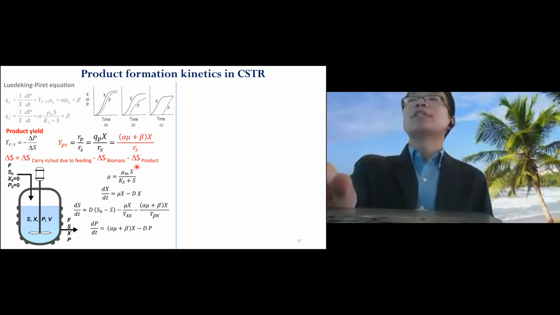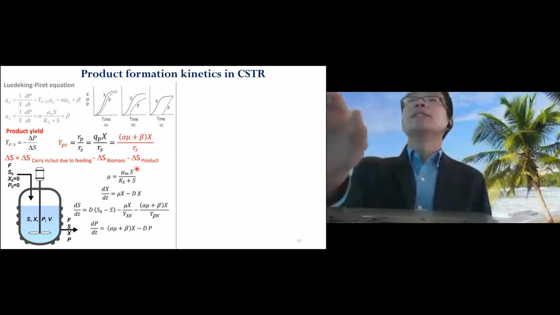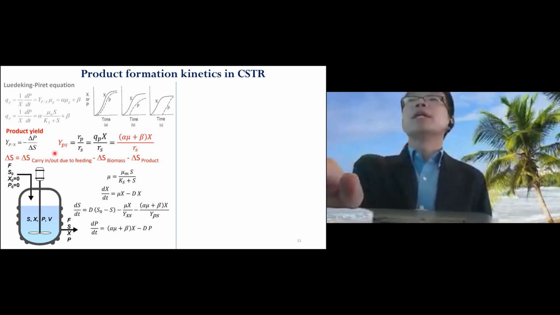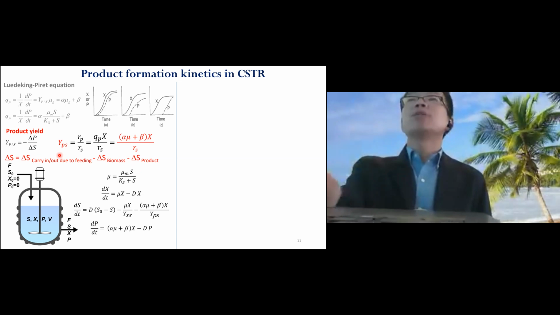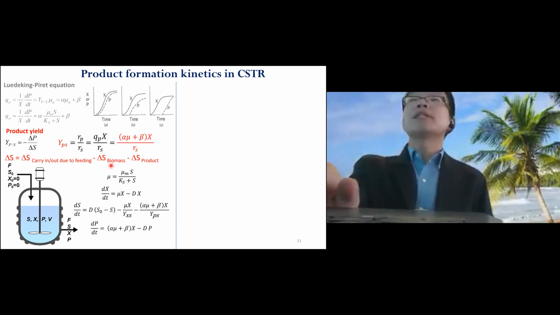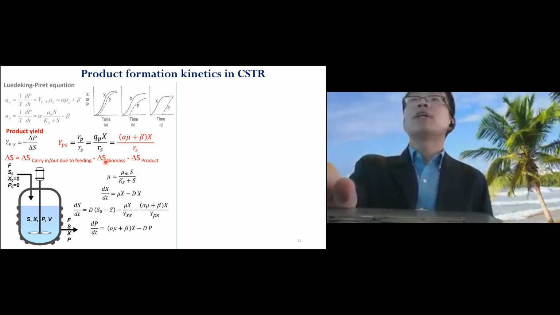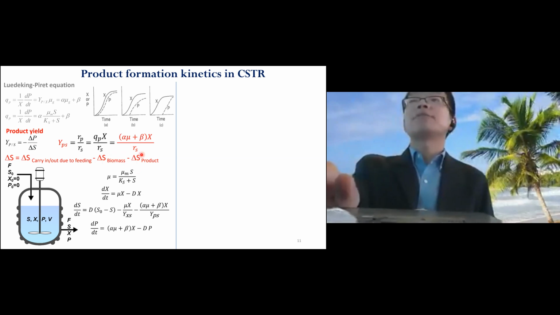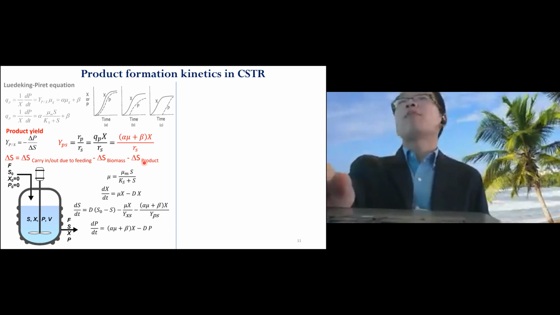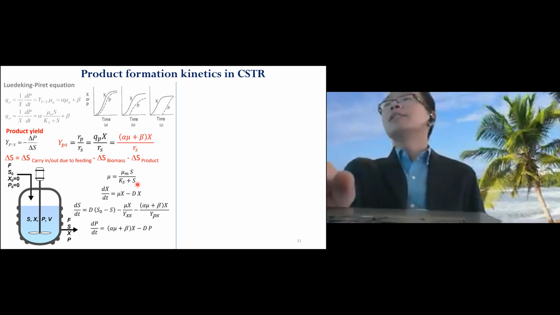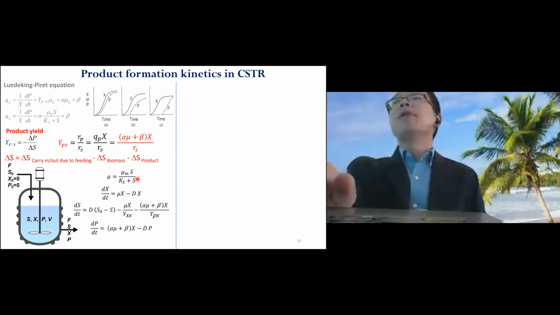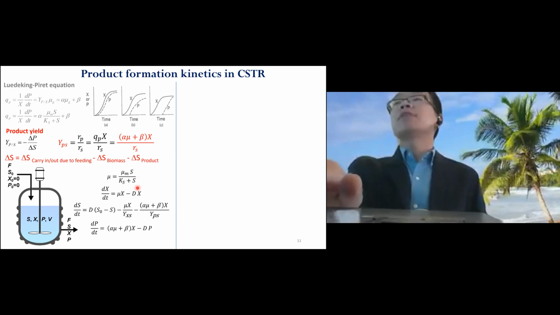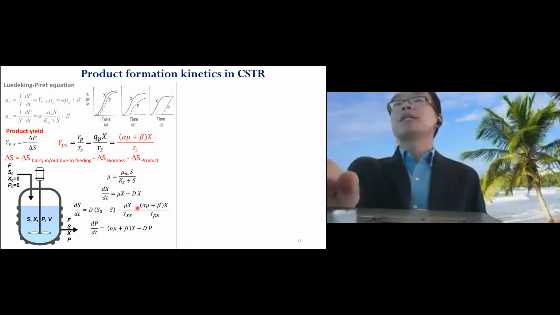The reason we do this is because the substrate consumption is used not only for biomass, but also for product. For example, the change of biomass in this scenario will include the substrate carried in and carried out due to the feeding, also the consumption of substrate because of biomass, and the consumption of substrate because of product formation. Eventually, we can list the mass balance equations. This is the cell growth equation. This is the mass balance for the substrate consumption.